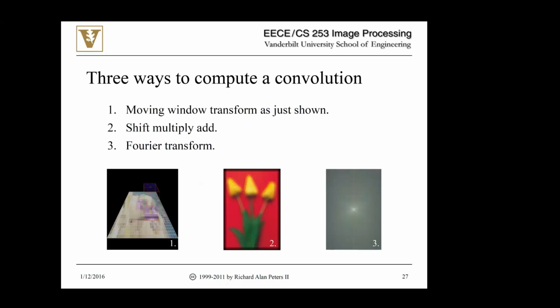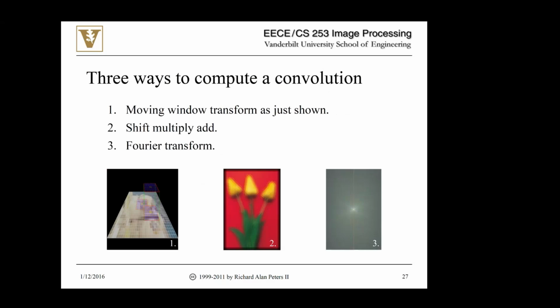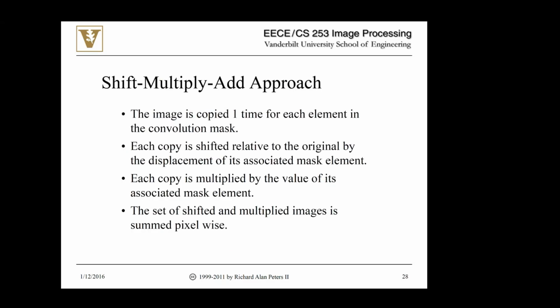So we will see 3 different ways of computing this convolution. One will be a moving window, as we have shown. Another one will be shift, multiply, and add, that we will see later. And the Fourier transform that will be the next lecture tomorrow. So let's say that we have one image. Okay, so the moving window transform we have already shown. So keep moving your kernel and multiply and add. Okay, then this shift, multiply, and add.